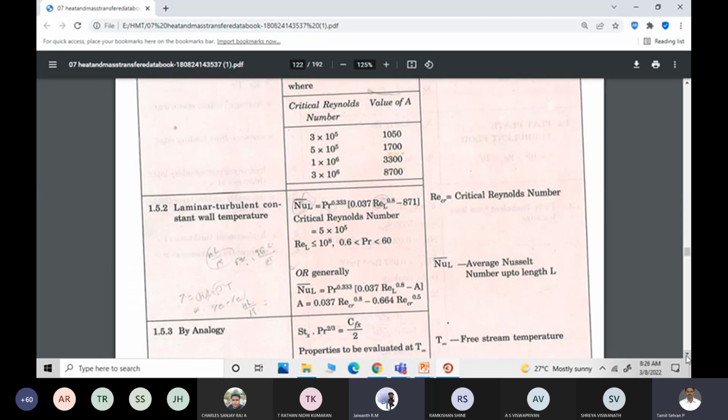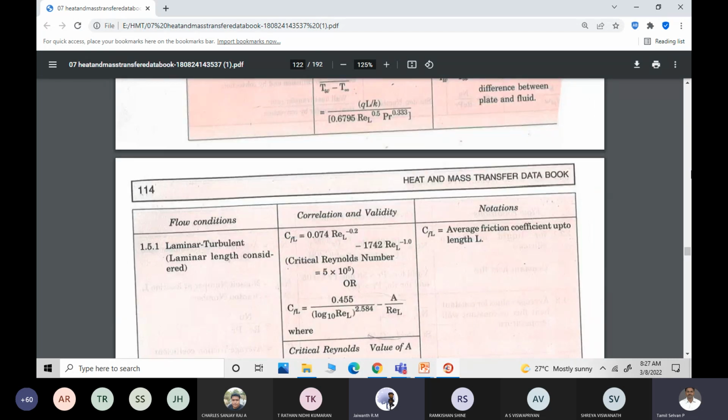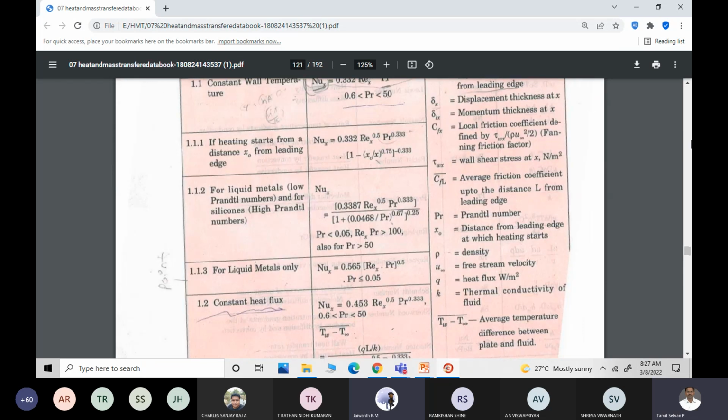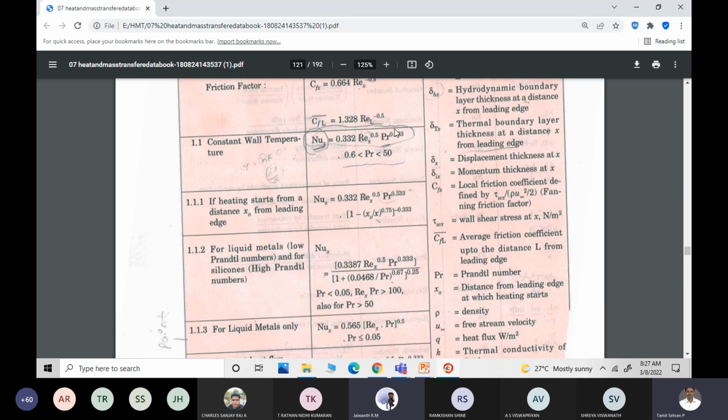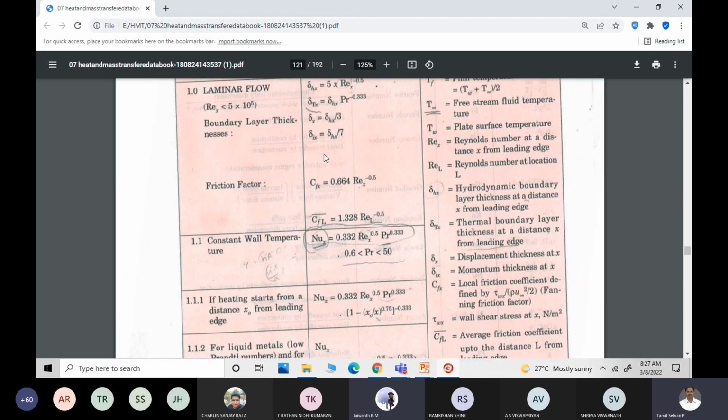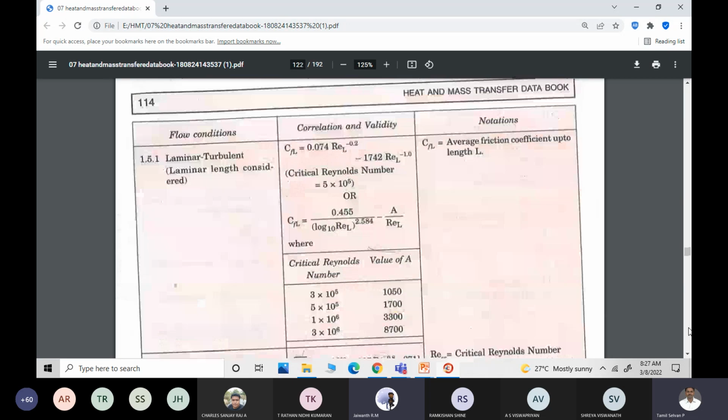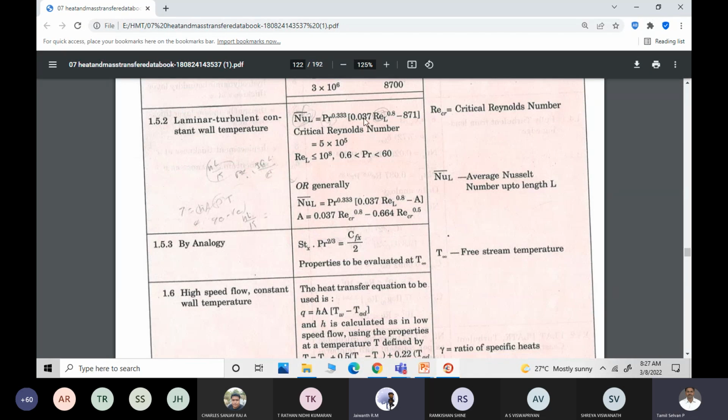So if it is laminar flow, turbulent flow, or laminar-turbulent combined, then you will be using expressions 1.5.1 and 1.5.2, whether it is constant wall temperature, laminar-turbulent combined flow, or constant heat flux. These are some of the expressions you will be using, by which you can find the average Nusselt number.